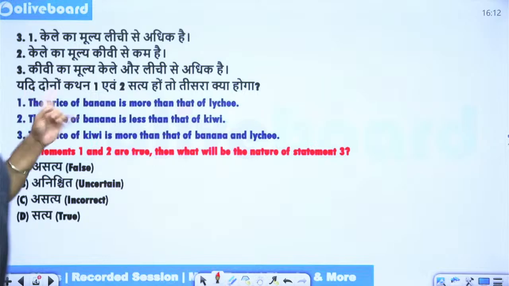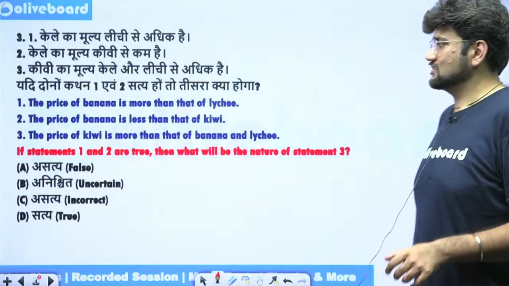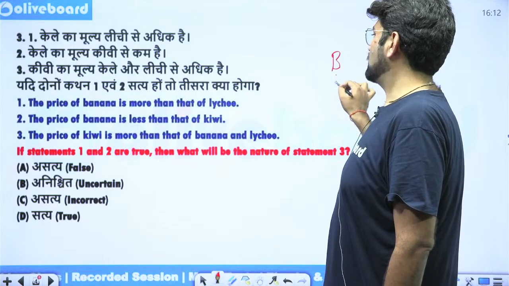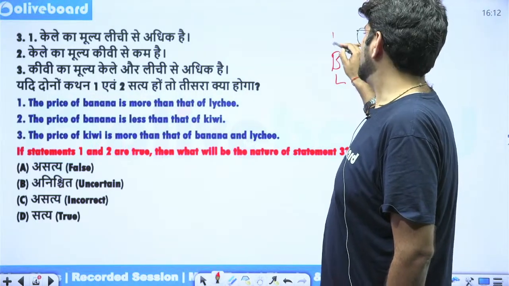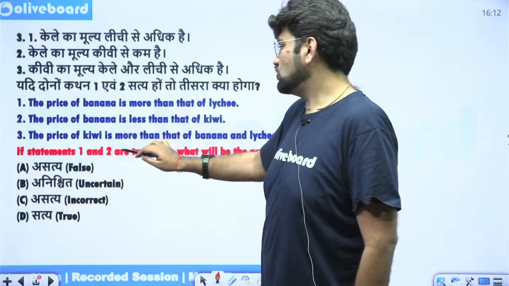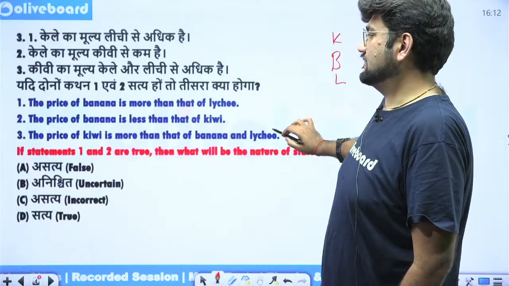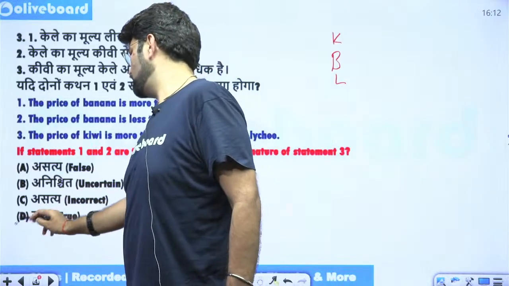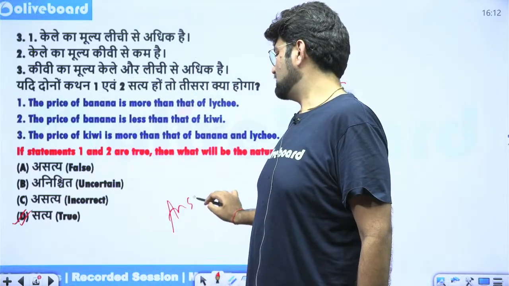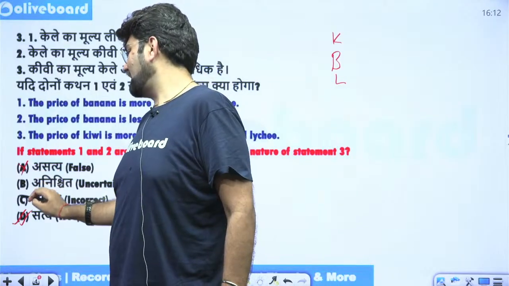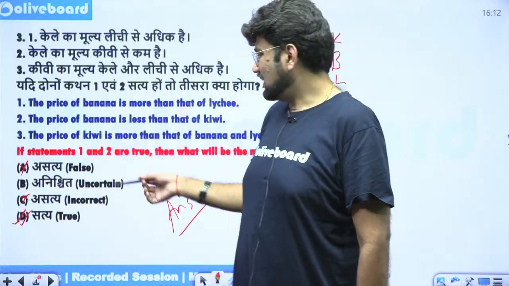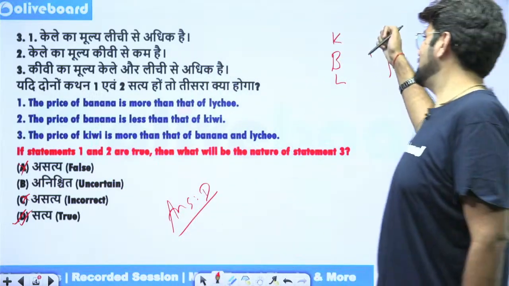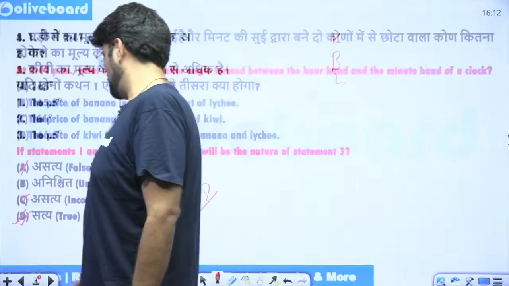See, look at the variations. The price of banana is more than that of lychee. The price of banana is less than that of kiwi. Now, if statements 1 and 2 are true, then what will be the nature of statement 3? The price of kiwi is more than that of banana and lychee. So this is true. Right? See, just observe. False and incorrect are the same thing only, no? So we'll delete them. And uncertain is like probably true, probably false. So we know that it's clearly true. So option D is the right answer. Cool. Next.